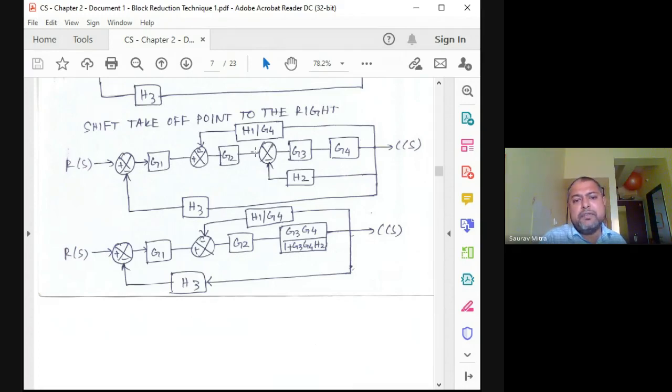Okay, so everywhere you have to show the arrows. That is a very big mistake I have made. You please don't make this kind of mistake. Feedbacks I have shown very properly, but in the forward path, all the arrows have to be shown.